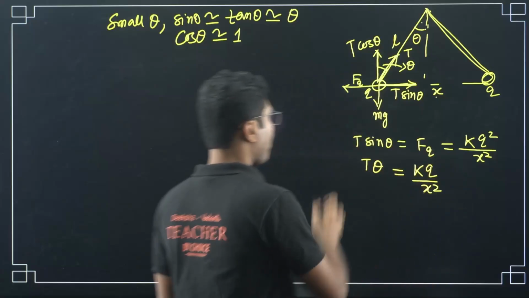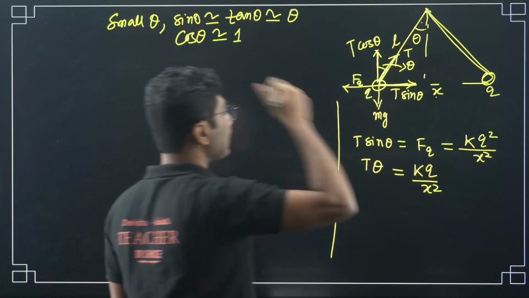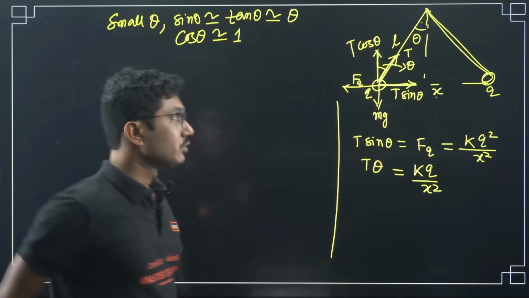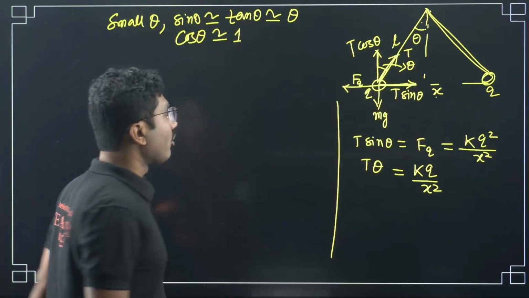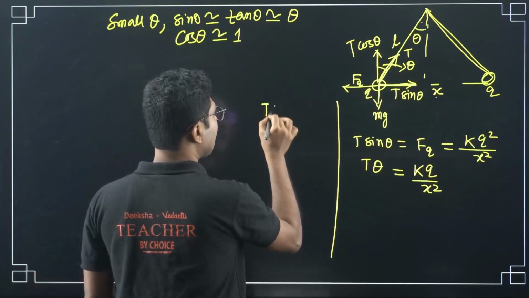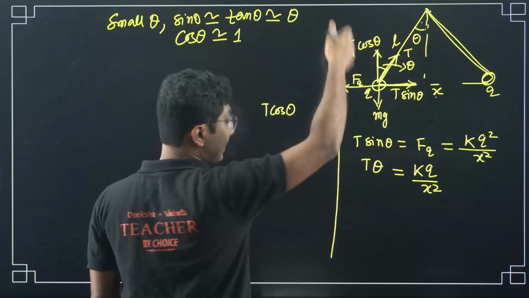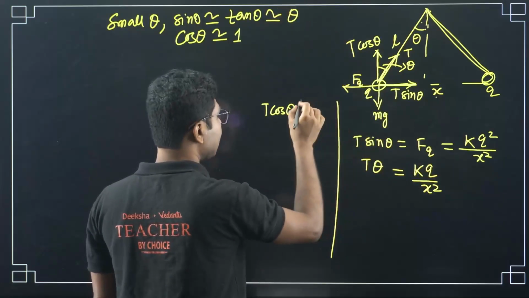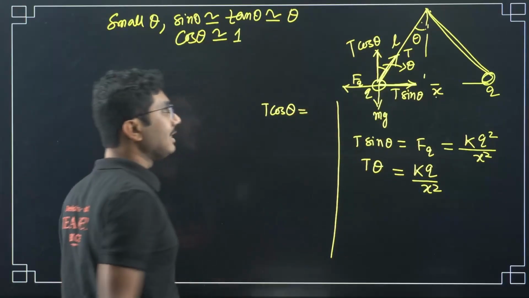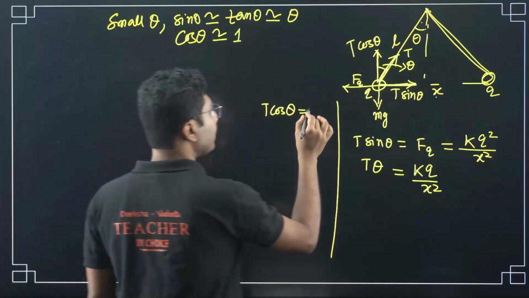Keep it in mind. Now let us consider the horizontal balance. So what is the horizontal balance? Horizontal balance is T cos theta, sorry, vertical balance. Horizontal balance is this. So vertical balance: T cos theta equals mg.